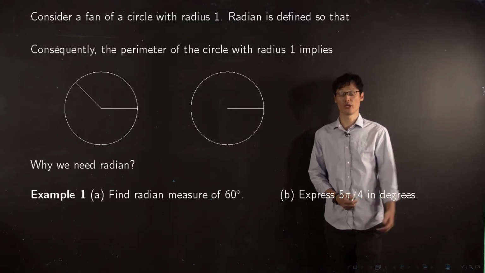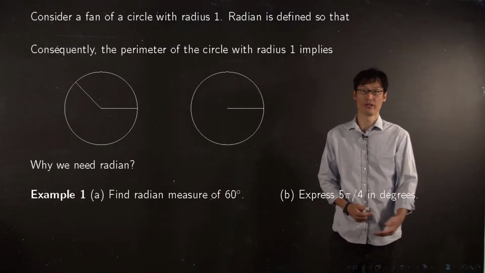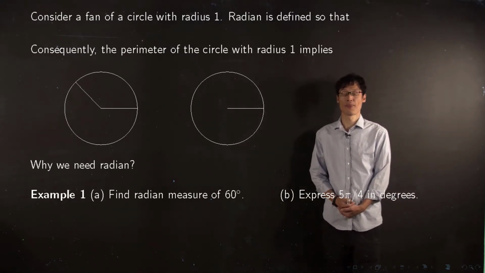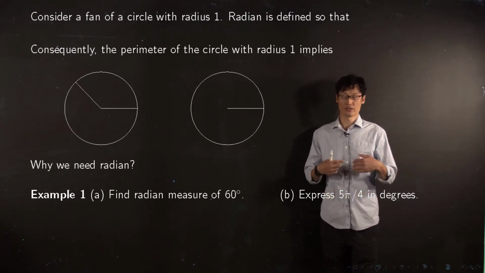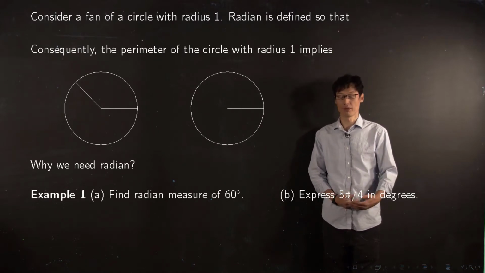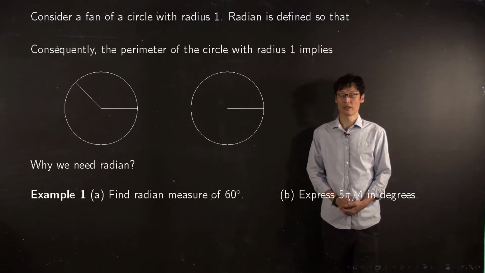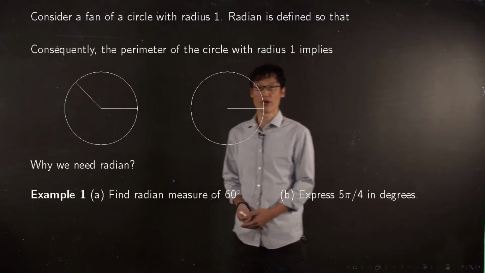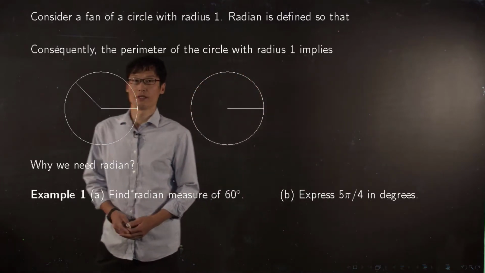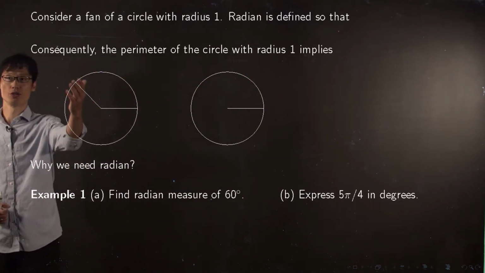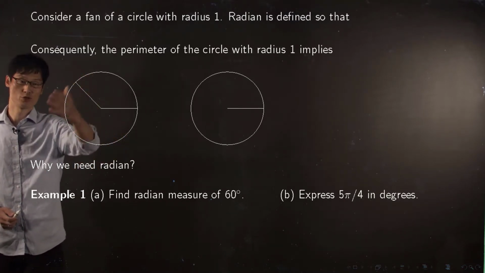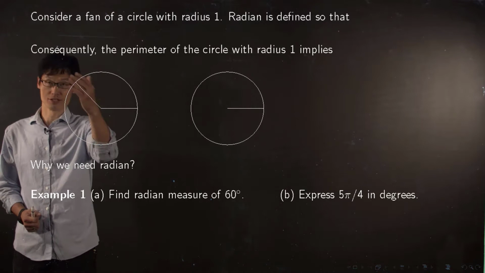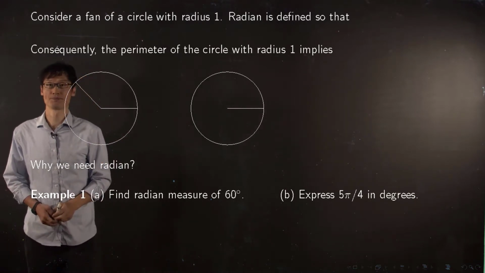So first we need to define radians, and then we need to briefly recall graphs of trig functions, and we will study inverse trig functions and basic properties. Okay, so to define radian, let's consider a fan of a circle with radius 1. So you can think of the fan inside the unit circle.